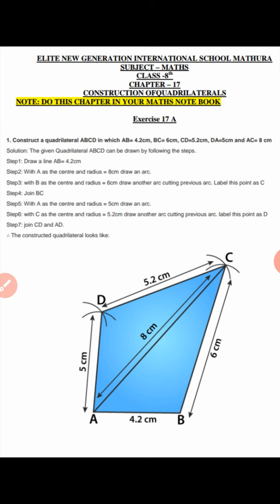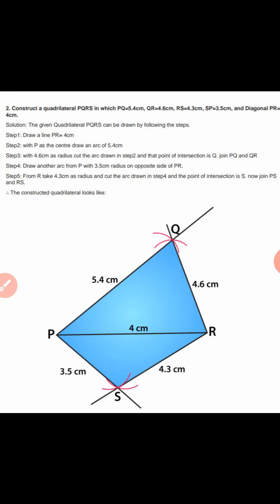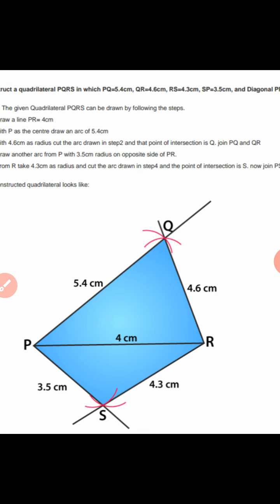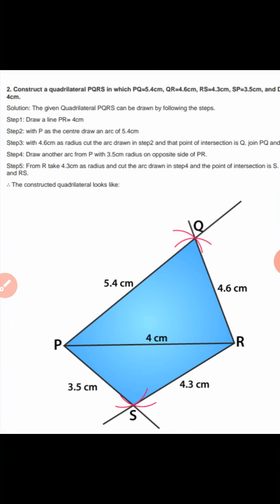After this, see the next question. Now see question number 2. In question number 2 we have to construct a quadrilateral PQRS in which PQ equals 5.4 centimeter, QR equals 4.6 centimeter, RS equals 4.3 centimeter, SP equals 3.5 centimeter and diagonal PR equals 4 centimeter.